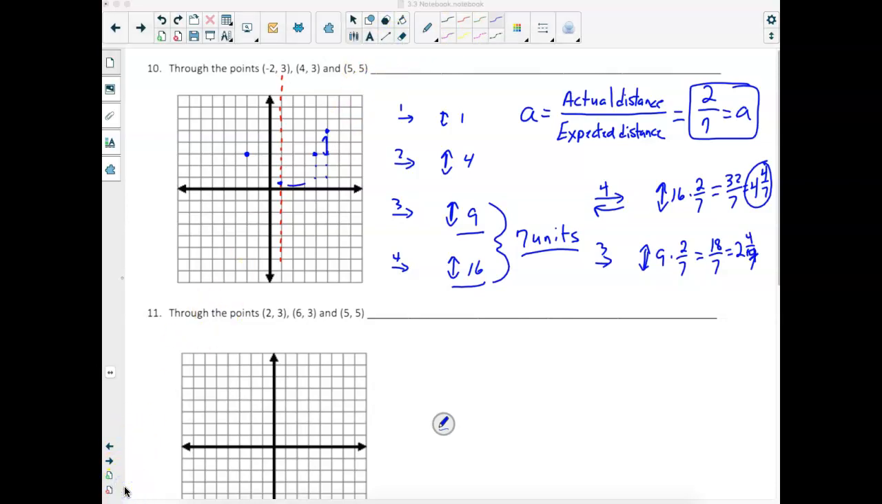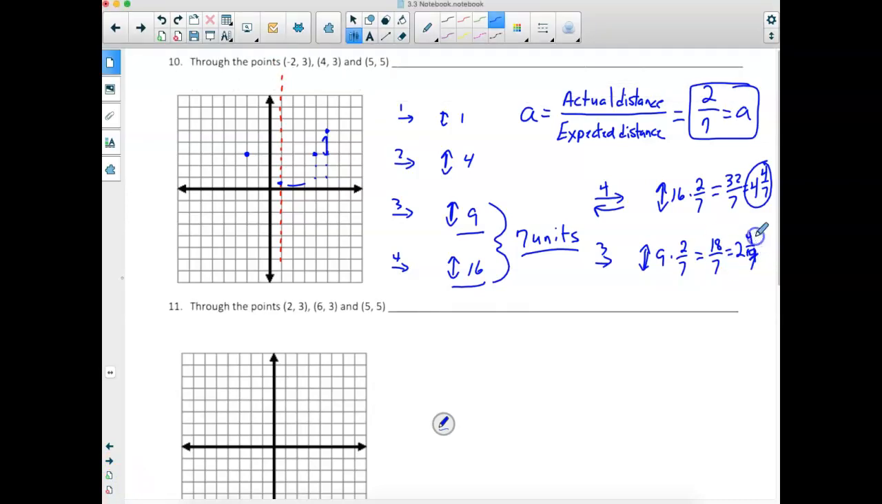Sorry for the PA interruption there, but if you notice, I can go down these 2 and 4/7 to the left 3, or I can go down 4 and 4/7 to the left 4, and I can come right in there and find where that vertex is by taking that actual distance divided by expected distance, which gives me my a value, and then backing that up. So I can see here's my vertex.